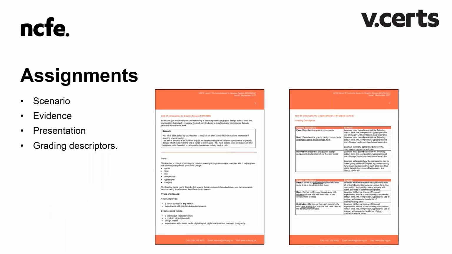This is a sample assignment for Unit 1, Introduction to Graphic Design. The first thing on the brief will be the scenario. This is designed to give a real-life situation in order to help set the assignment in context. In this case, the learner has been asked by a teacher to help run an after-school club for students interested in studying graphic design. The aim of the club is for students to gain an understanding of the different components of graphic design whilst experimenting with a range of techniques.